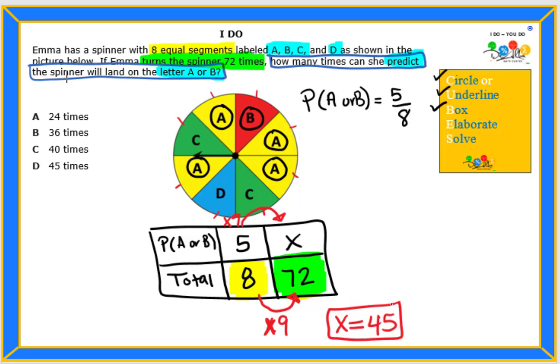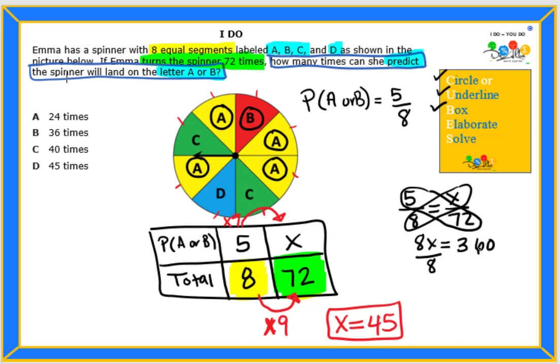Let's talk about another way we could do it. We could take this proportion box and make our proportion 5/8 equals X over 72. And we can use our cross products. 8 times X is 8X equals 5 times 72. And we're going to get 360. Now we have a one-step equation. So we're going to divide by the coefficient, which is 8. Remember, in an equation, we do the same thing to both sides. So if I divide by 8 on the left, I divide by 8 on the right.